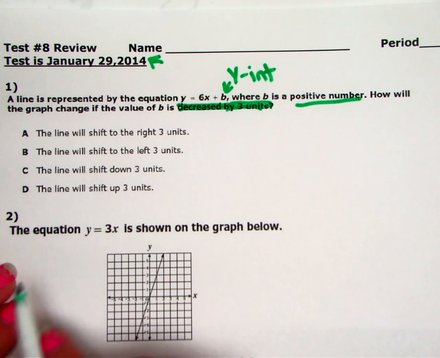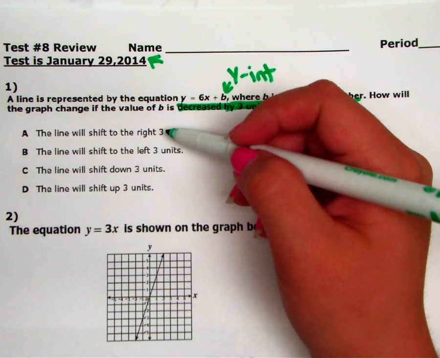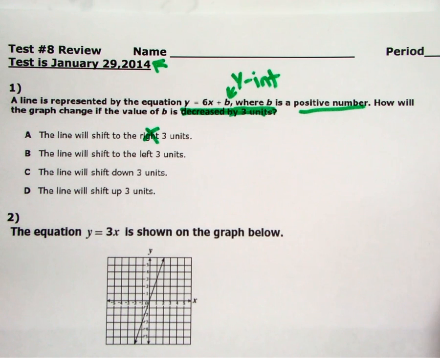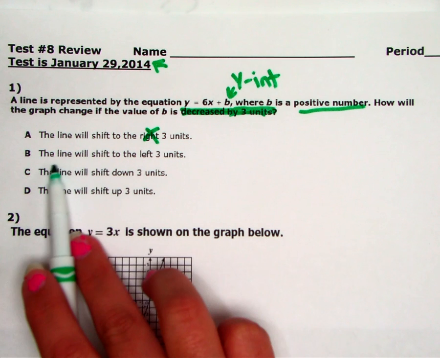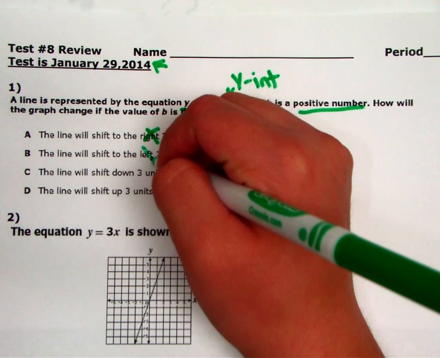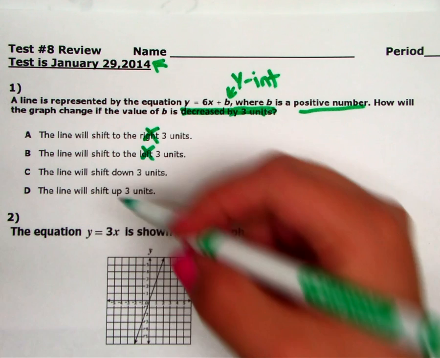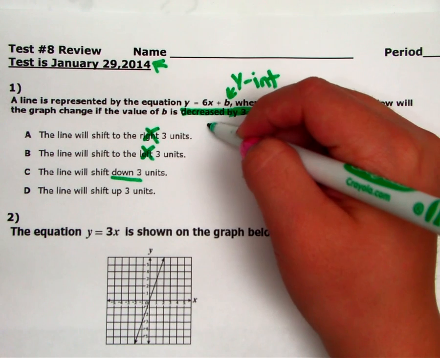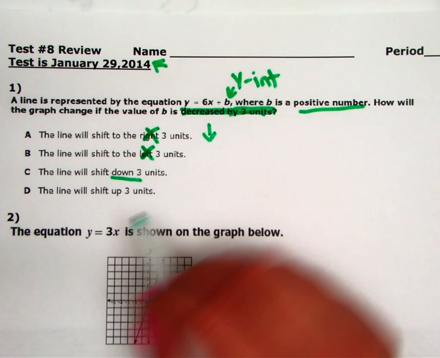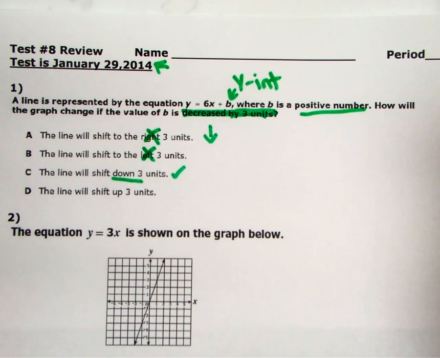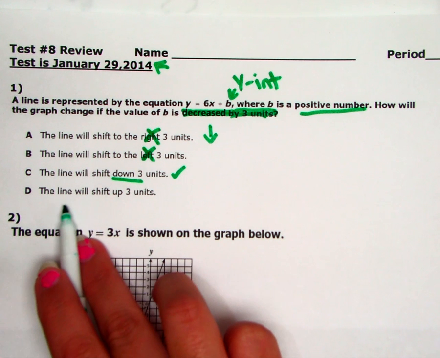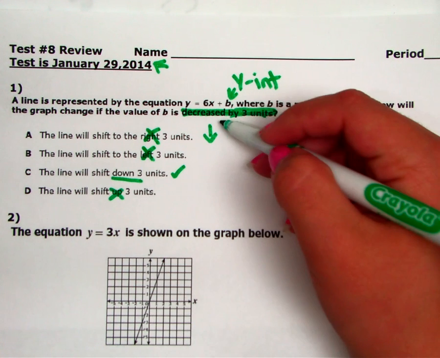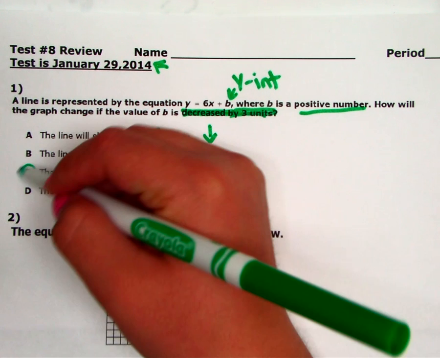So let's look at these answer choices. A says the line will be shifted to the right. Well, automatically we can cross that out because we don't move the graph right to left. B says the line will shift to the left 3 units. That can't be it either. C, the line will shift down 3 units. Well, we know we are decreasing, so decreasing does mean it's going to go down. So far that looks like the correct answer. And the last one says the line will be shifted up 3 units. Well, no, we're going down because it's decreased. So the correct answer is C.